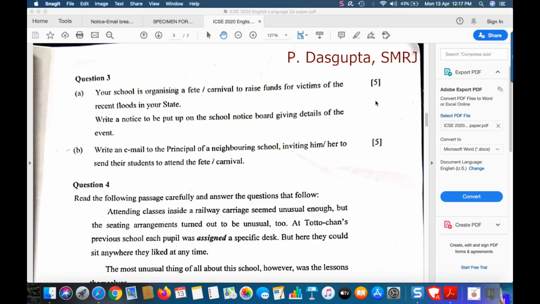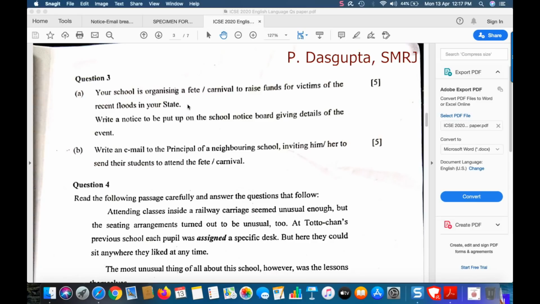This is a question which is totally format based. So if you have done your answer as per the format, you can score 5 out of 5 for each of the questions, that is 5 in email, 5 in notice as well as 5 in email. We will be first discussing the notice.